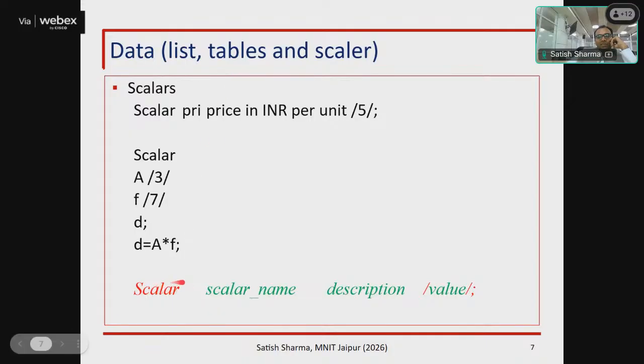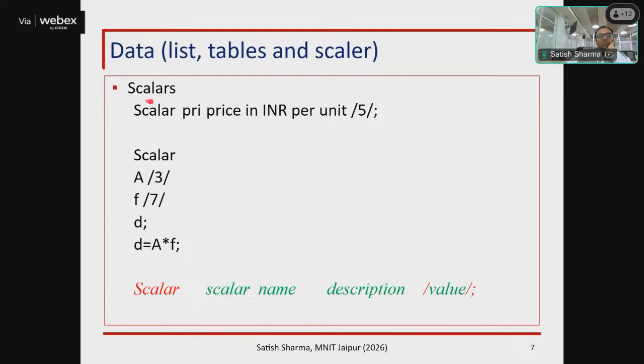So the syntax is like this. In the red, we have written scalar. So this is GAMS syntax. Then backslash and colon is also a syntax. Apart from that, this is the scalar name, so we can provide any name to our scalar. This is a user defined input. Description, we can provide any description, and then what will be the value of a particular scalar.